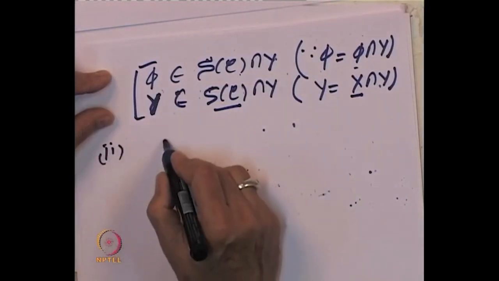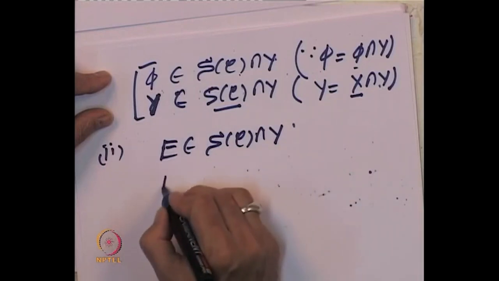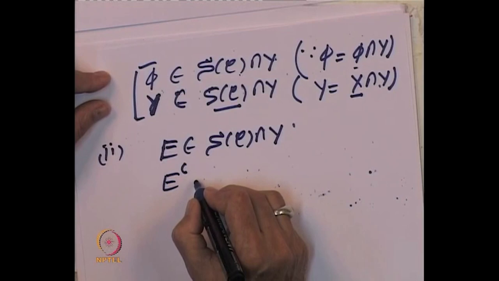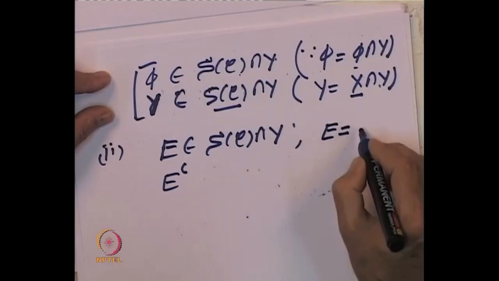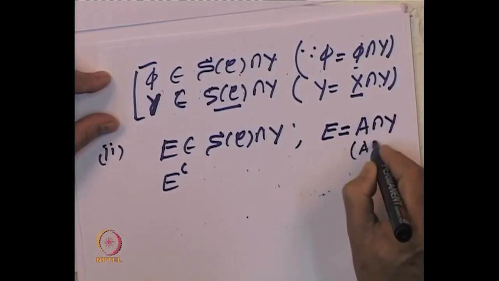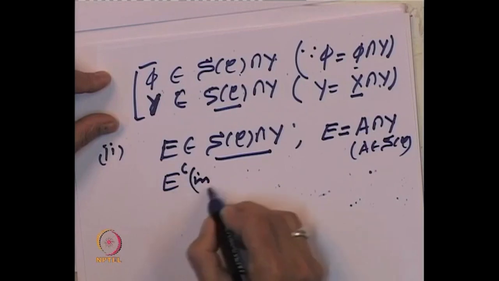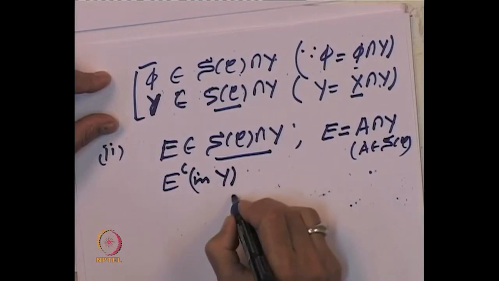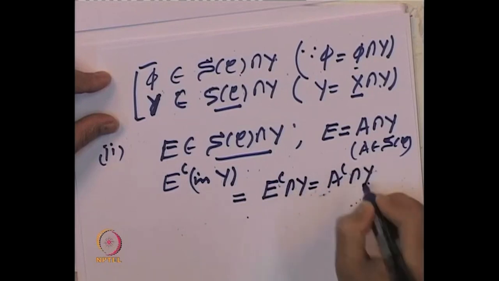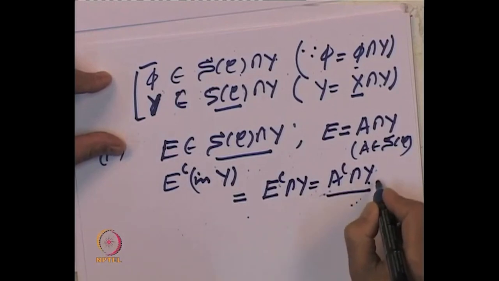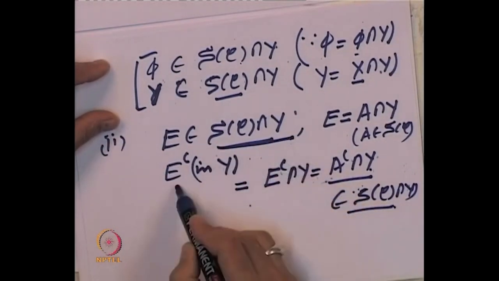Second, let us look at a set E belonging to S of C intersection Y, and look at its complement. If E belongs to S of C intersection Y, then E must be equal to some A intersection Y, where A belongs to S of C, by the definition. So what is E complement? Keep in mind we are looking at subsets of Y. So E complement in Y is the same as A complement intersection Y, and that again belongs to S of C intersection Y. So, this collection is closed under complements.